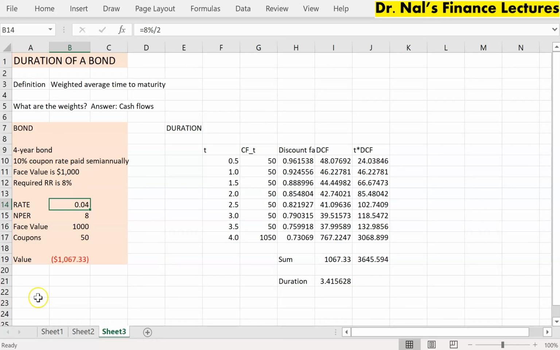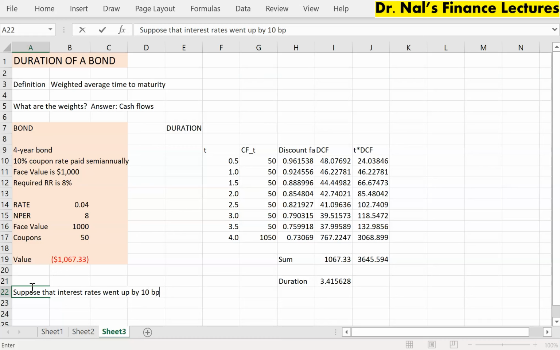Okay, let's write it down here. Suppose that you wake up, you go to work, and you realize that interest rates went up by 10 basis points. 10 basis points is just 0.1%. So because interest rates went up by 0.1%, the new rate is 8.10%. Does that make sense? 8.10%.